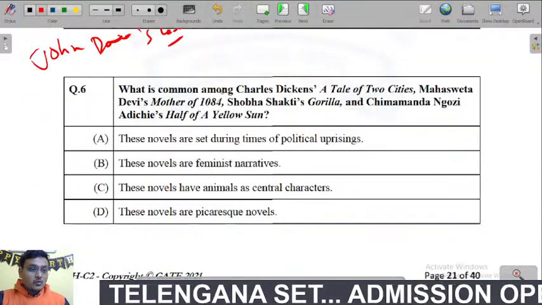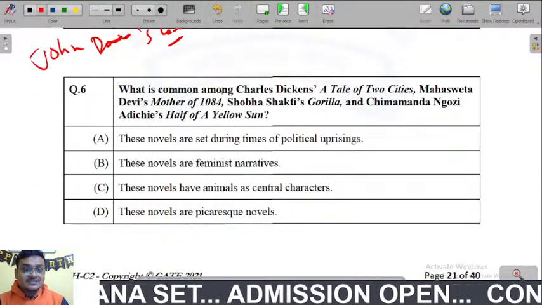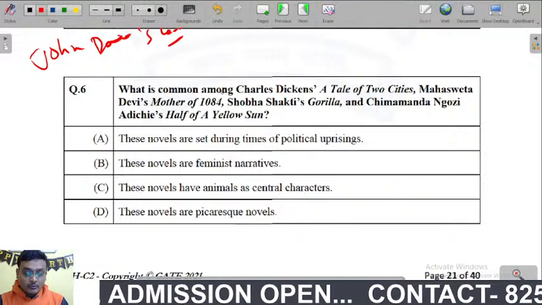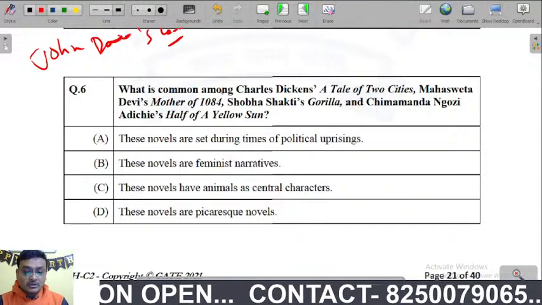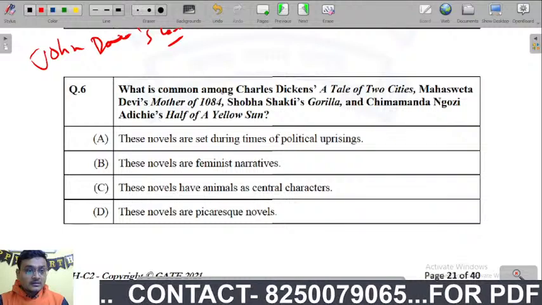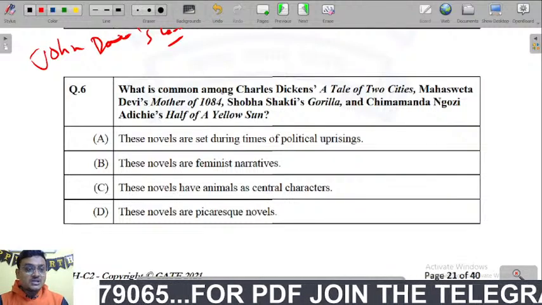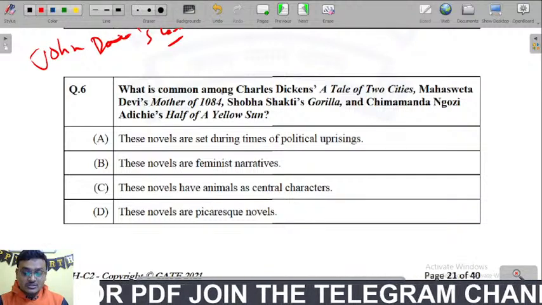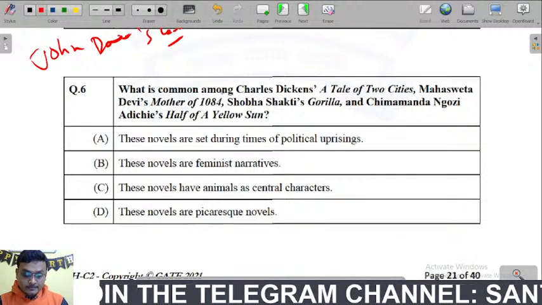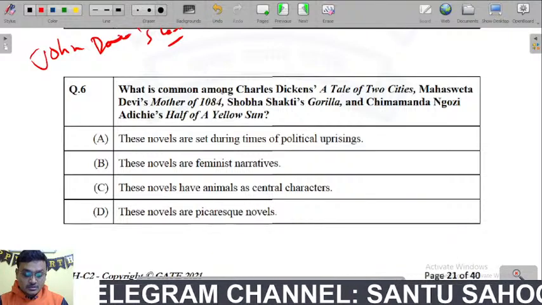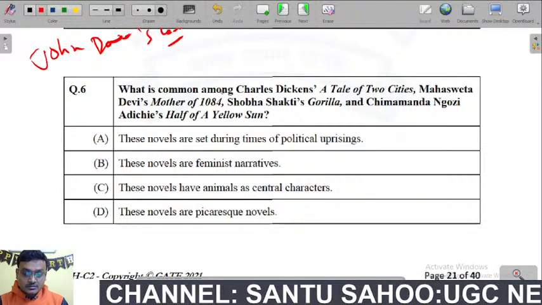What is common among Charles Dickens' A Tale of Two Cities, Mahasweta Devi's Mother of 1084, Shobha Shakti's Gorilla and Chimamanda Ngozi Adichie's Half of a Yellow Sun? Just a minute.